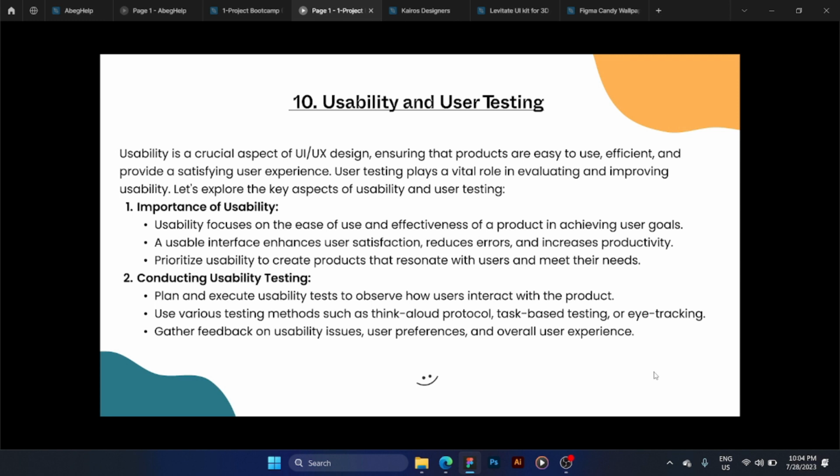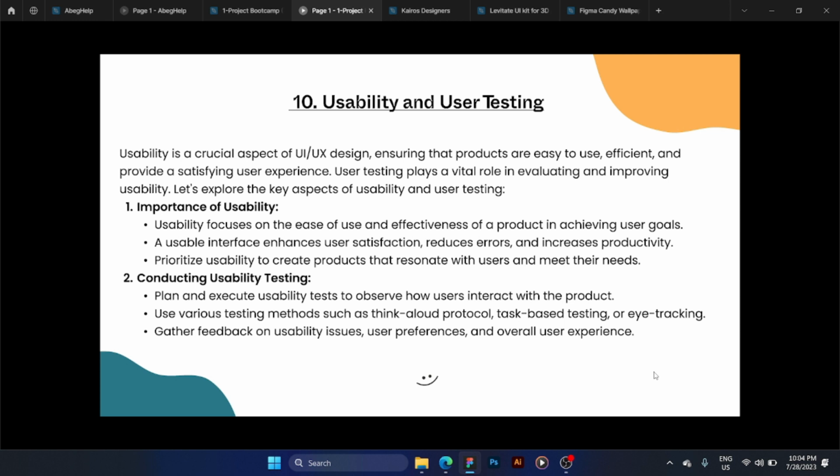Do you get it now? So it's very, very much important. So the importance of usability is that it focuses on ease of use and effectiveness of a product in achieving user goals. That's one of the very key things about the importance of usability. It's for the betterment of the user, to have a good user experience with the product that we are creating.